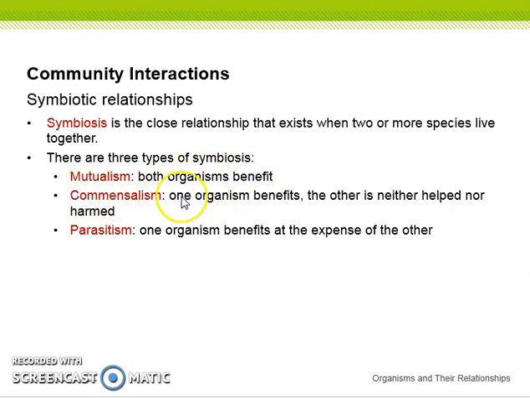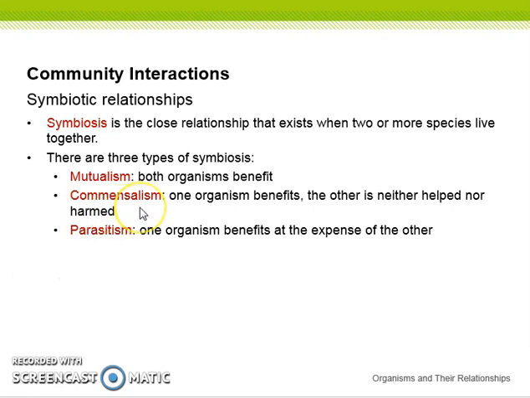And commensalism will go in there as well. One organism benefits, but the other is neither helped nor harmed. So it's no harm, no foul. And your last column on the right-hand side is parasitism. One organism benefits at the expense of another. So we're going to put some examples in there. For parasitism, you're going to write ticks on a dog. The ticks benefit and the dogs don't.